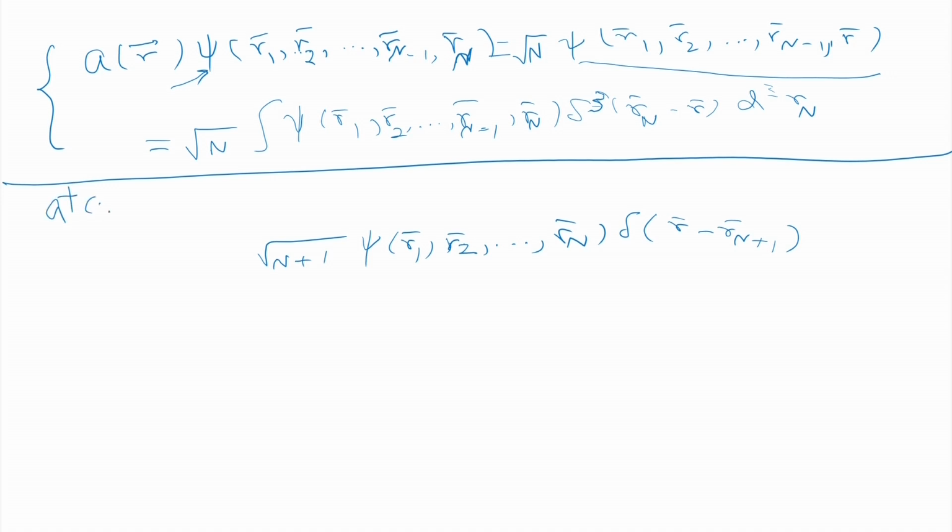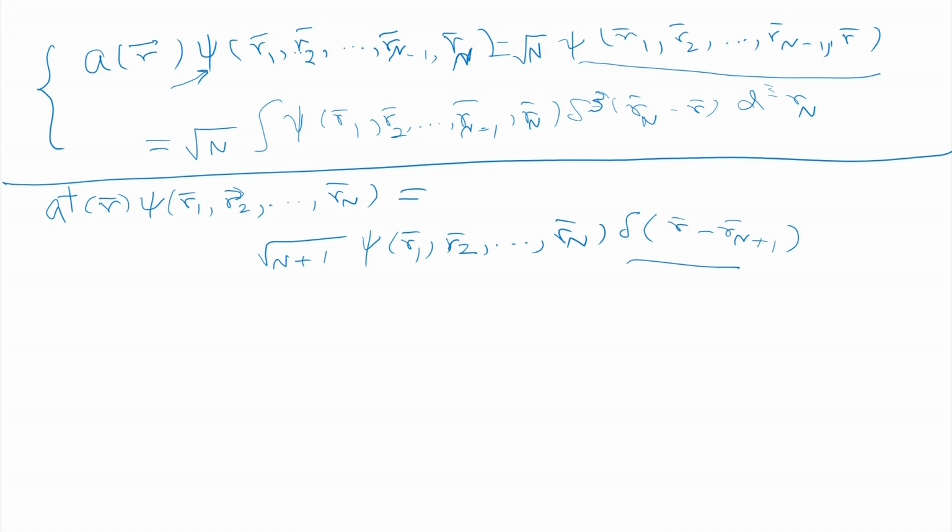A dagger R acting on... So if you have a wave function with n particles and you act on the wave function of n particles with the creation operator, you end up with a wave function with one more particle, namely R n plus 1, and the end result of course also depends on R. So what this describes is that you are placing another particle at the location R. So that's what you are doing.